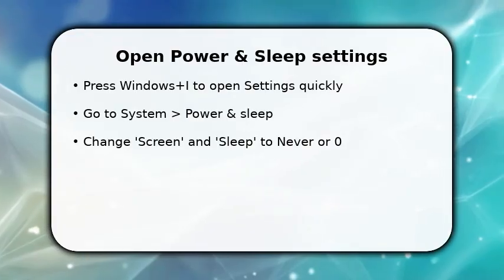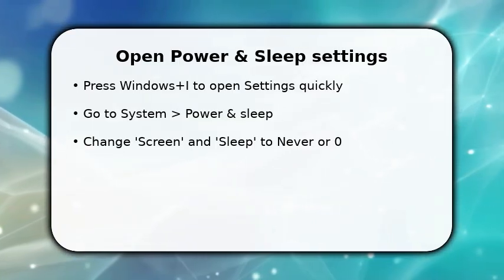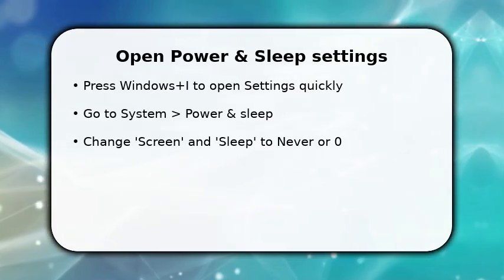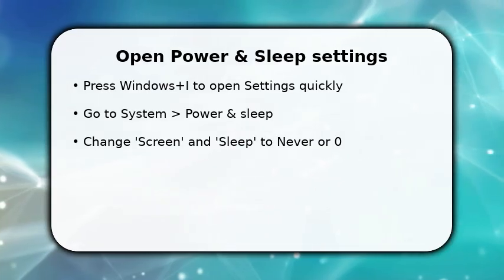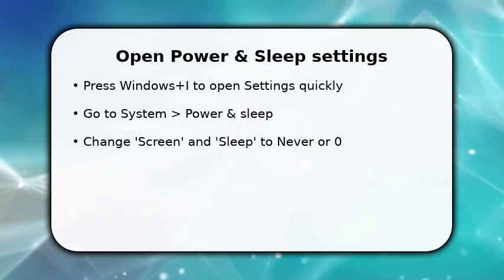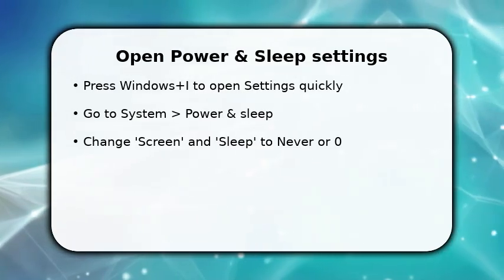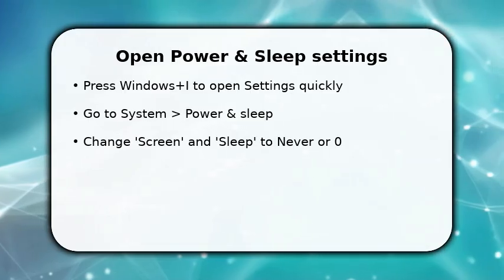You start by opening settings with Windows plus I so you act fast. Once in System, select Power and Sleep. This is where Windows controls idle behavior. Change the screen and sleep dropdowns to Never, or choose the longest option if Never is unavailable. Make sure you're on the correct power profile, plugged in versus on battery matters. After changing these, you'll have disabled basic sleep triggers.